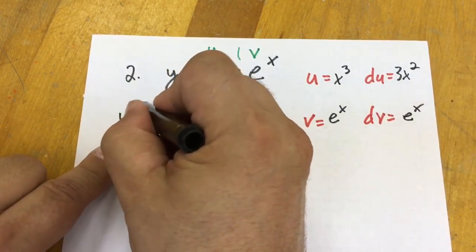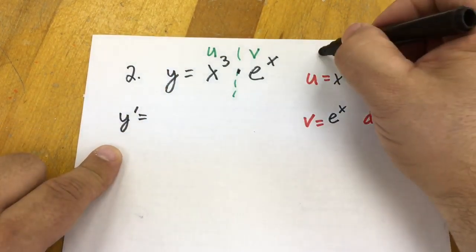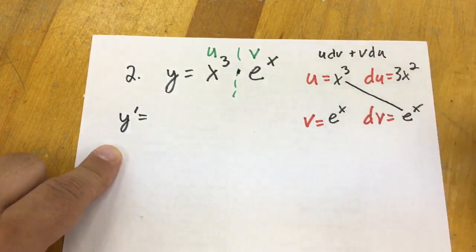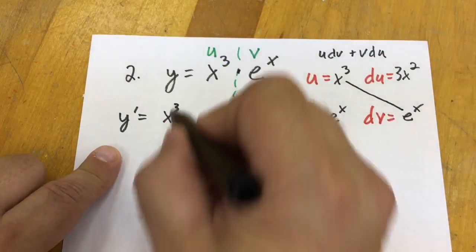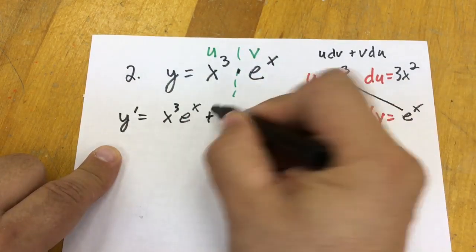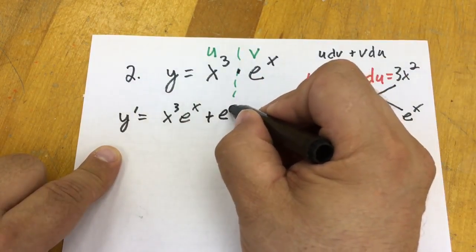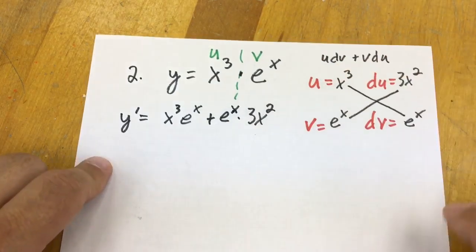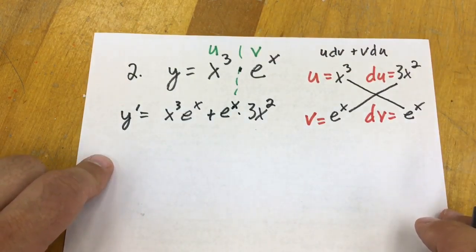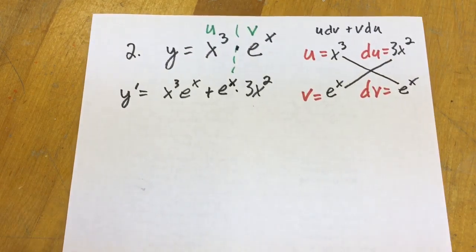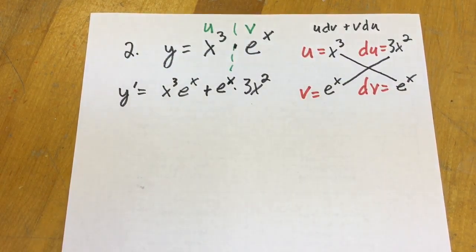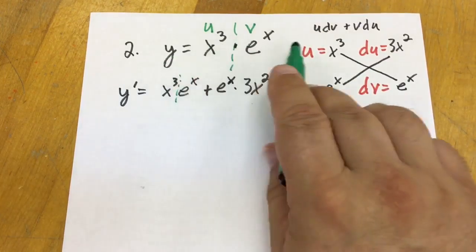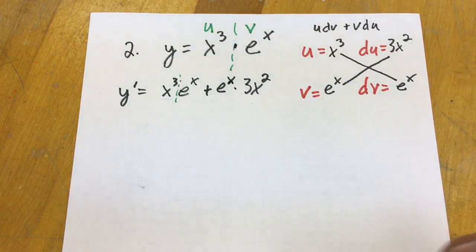So the first derivative is going to give me u dv plus v du. U dv, that's x cubed e to the x, plus v du, e to the x times 3x squared. Now I have to find the derivative of this. I'm going to have to use product rule again. But notice, the product rule of x cubed e to the x is already here. So half the work is done.